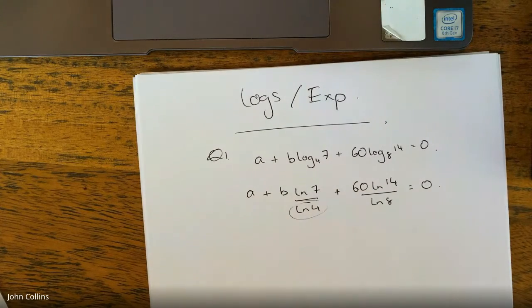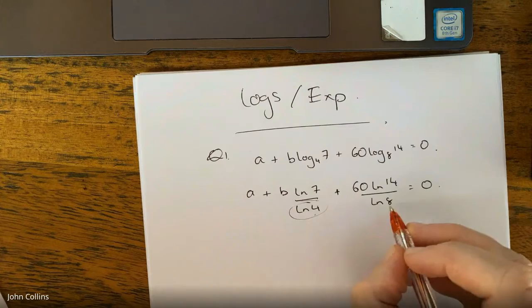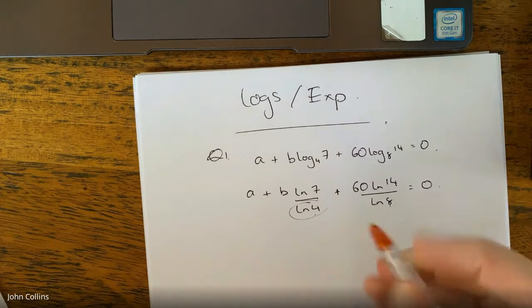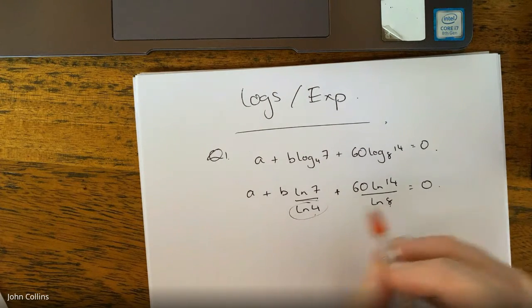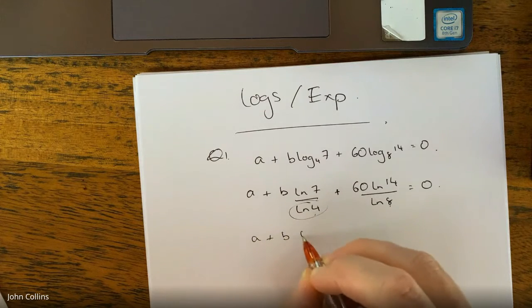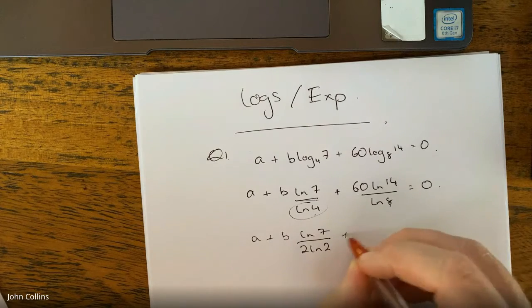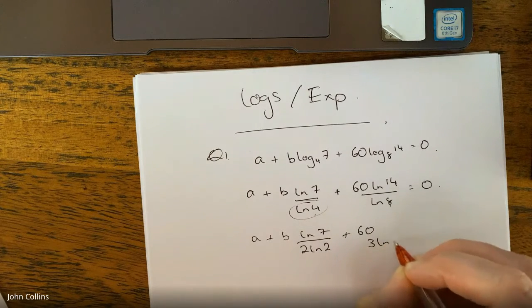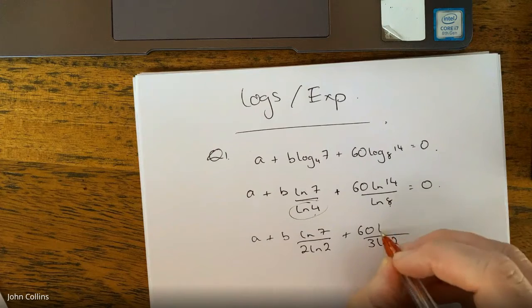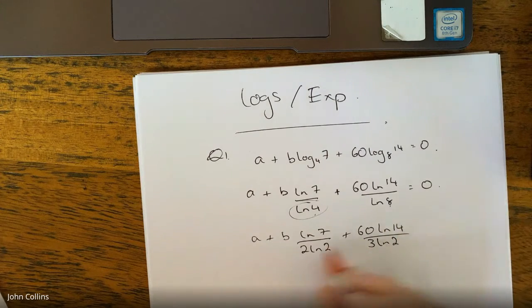Now ln 4, well, that's 2 squared, and that's 2 cubed. So that means I can bring those down in front. So I'm going to do that next. ln 7, so that's going to be 2 ln 2, and that's going to be 3 ln 2. So I'm getting to having something that's a common denominator here. That's why I did that.